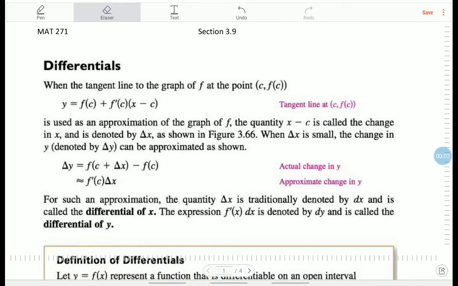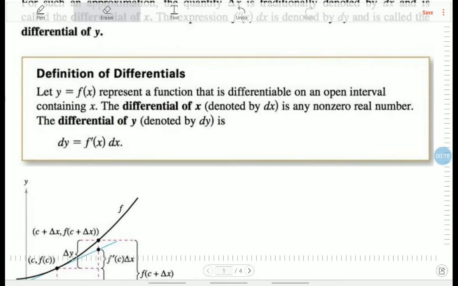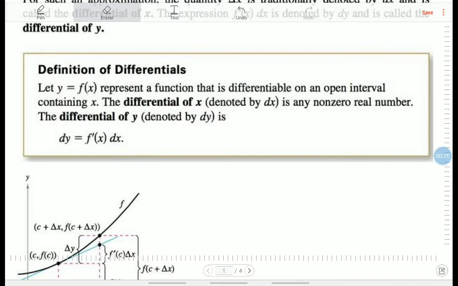Section 3.9 is about differentials. This section is really a section to help us be able to estimate something. When we talk about a differential, there's a very specific definition that goes with that, and that definition's down here. dy is equal to f prime of x times dx. So if we're asked to just find the differential, then they're really looking for this type of equation here.